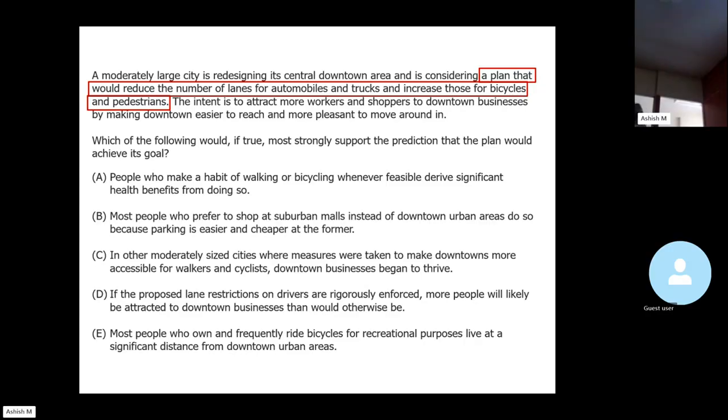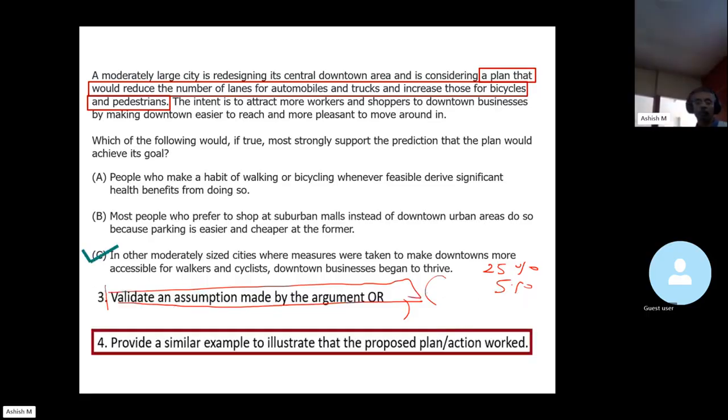Now, the thing is, this is where I want your critical reasoning thoughts to come into picture. If the proposed lane restrictions are rigorously enforced, all right, more people are likely to be attracted to downtown businesses than would otherwise be. Why? My question is, why is it not the right answer? It is basically saying that if they are enforced rigorously, let us say there would be a 25% increase in people who are attracted to downtown business. If they are not rigorously enforced, then perhaps 5% people. But there is absolutely no assurance based on D whether this will happen or not. While Charlie is giving us, obviously, as we discussed, a similar example.